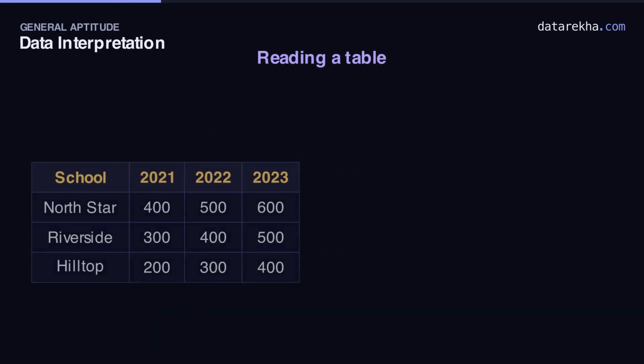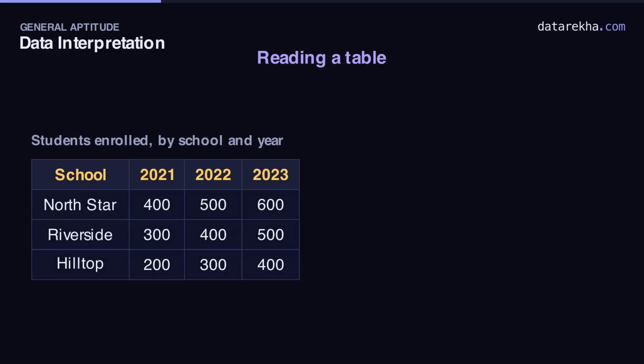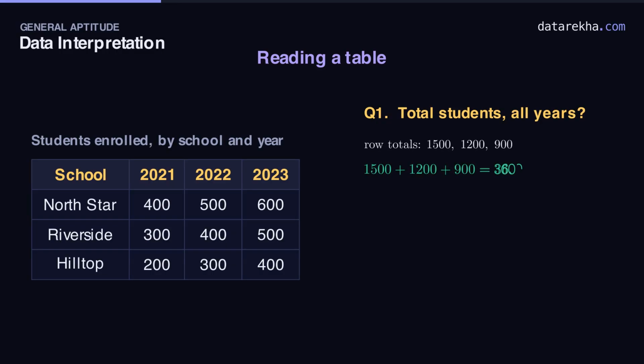Start with the plainest display of all, a table. Rows are 3 schools, columns are 3 years, and every cell is a head count of students. Read the headings first, always. Rows, columns, and the unit, students. First question. The total students across every school and year. Add each school's row. North Star 1500, Riverside 1200, Hilltop 900. Sum those, and the grand total is 3600.